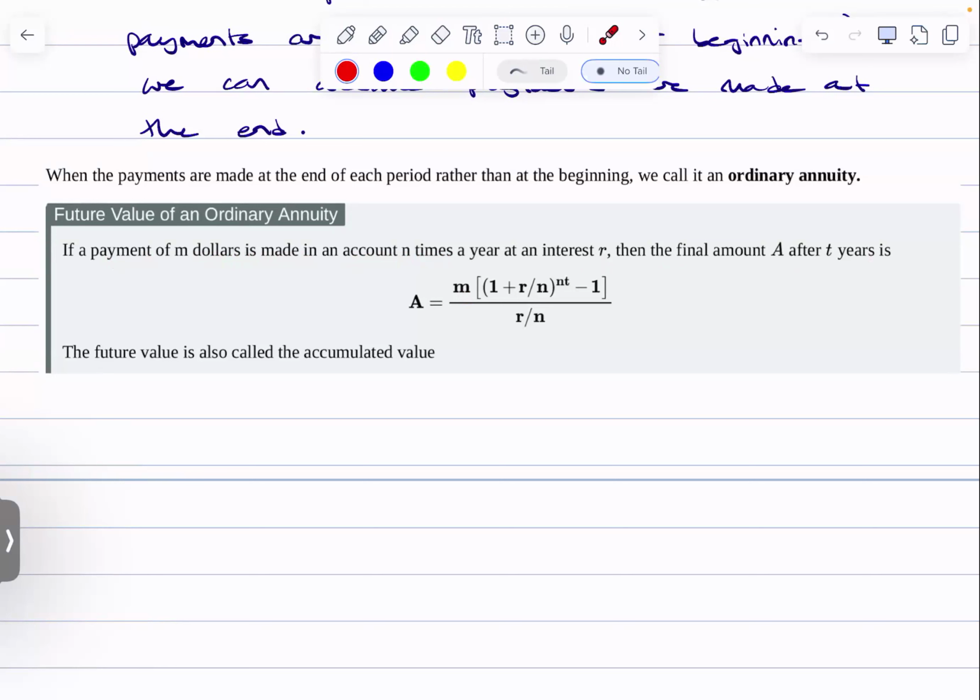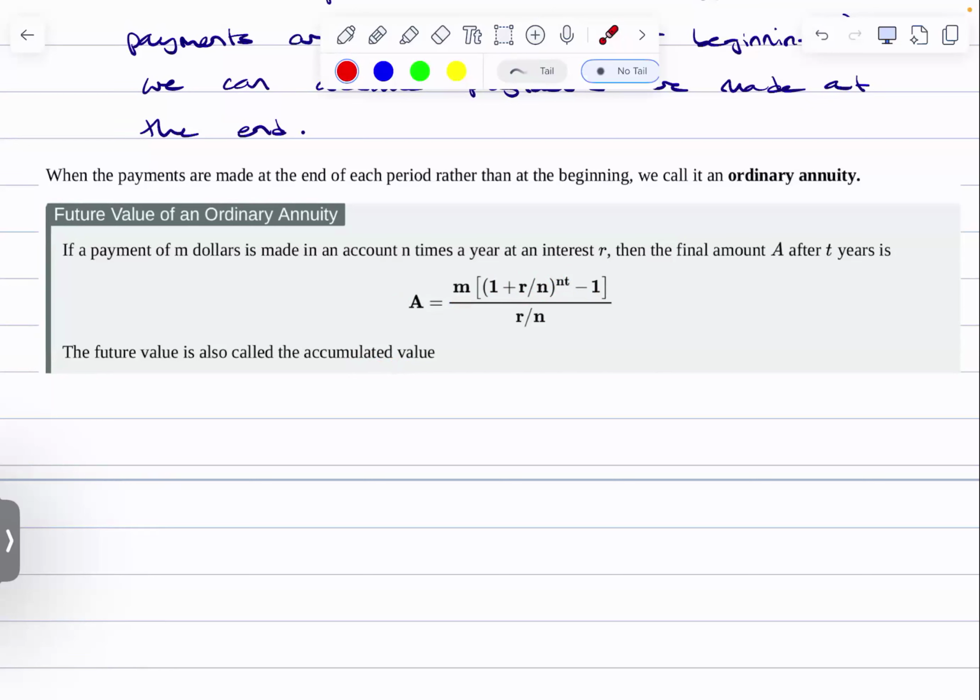Now, if we kind of take a step back and focus on this 1 plus R over N to the N times T, right? That looks kind of familiar. We've worked with a formula like that before, right? For compound interest. And then we're subtracting 1 and we multiply by the M and then we divide by R over N. Yeah? And so the future value is still often called the accumulated value, which is why we use A in this case. Yeah?